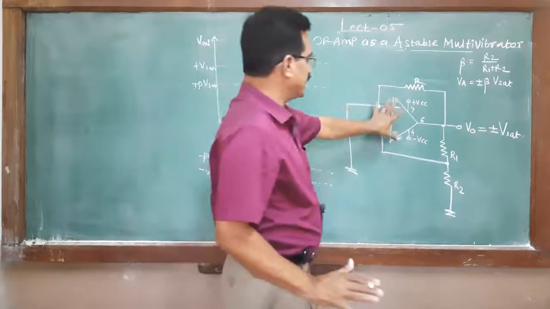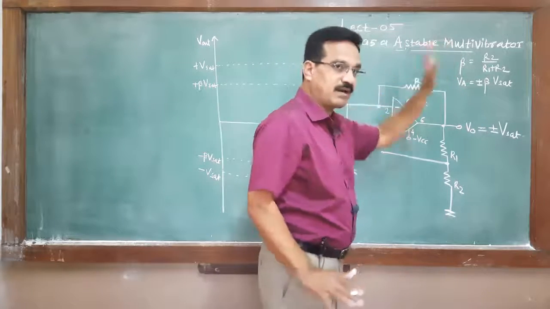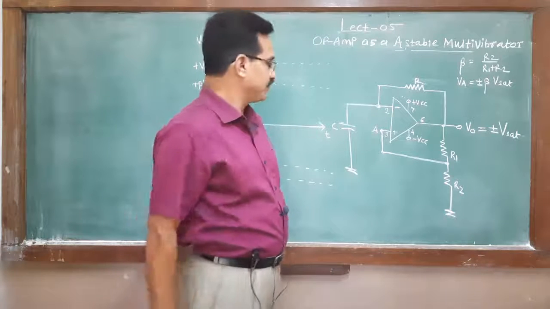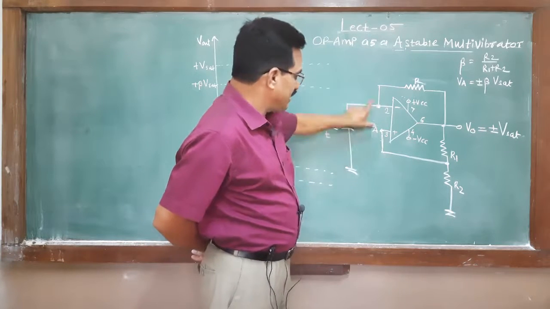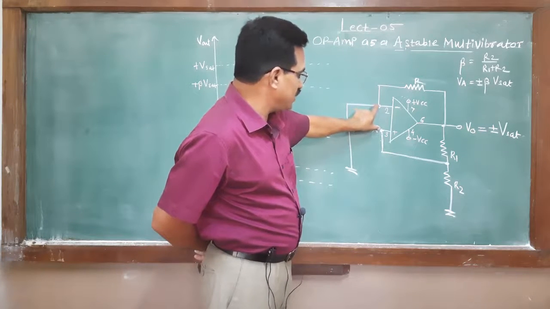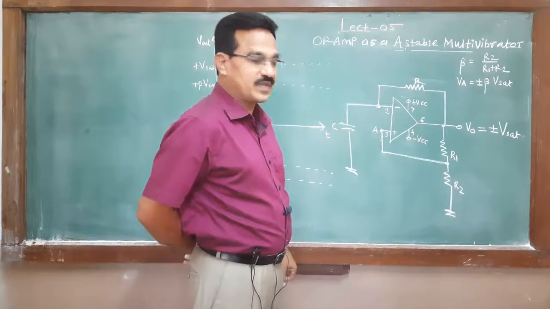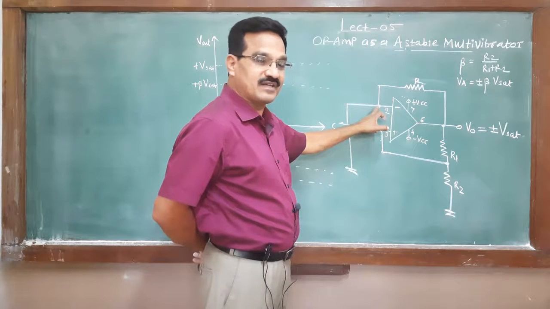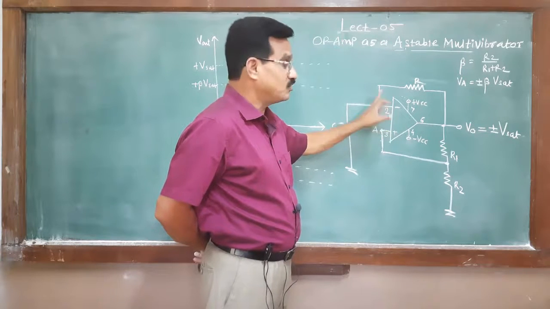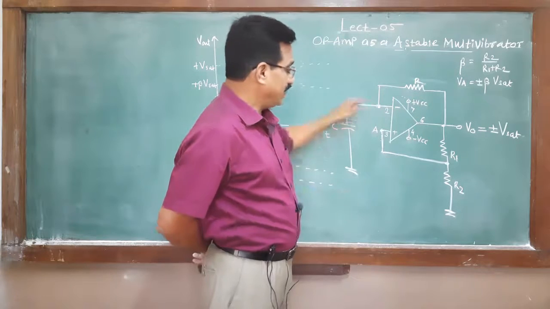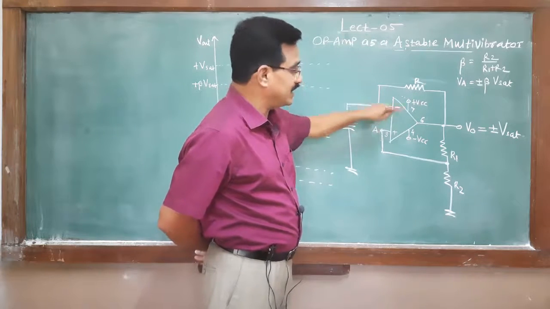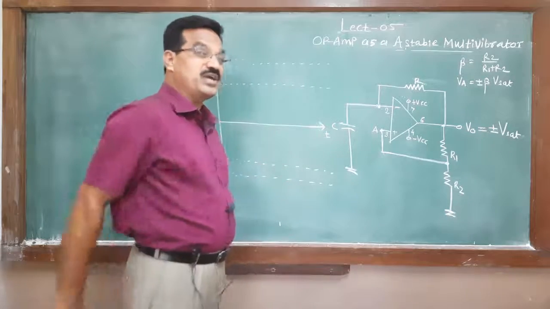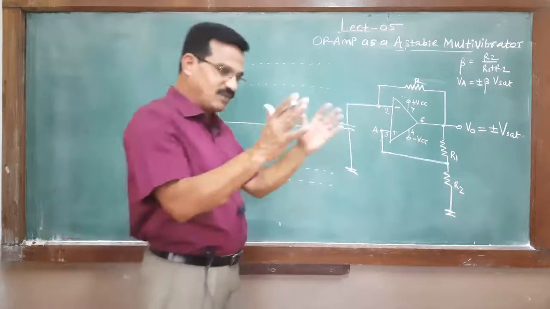Remember, this is the circuit diagram for op-amp as an astable multivibrator. I already explained the concept of the Schmitt trigger. You remember this concept. These two voltage levels are very important. If this voltage is greater as compared to this, at that time what will happen? Output is at positive saturation, and when this voltage is greater than this, at that time it is in negative saturation.